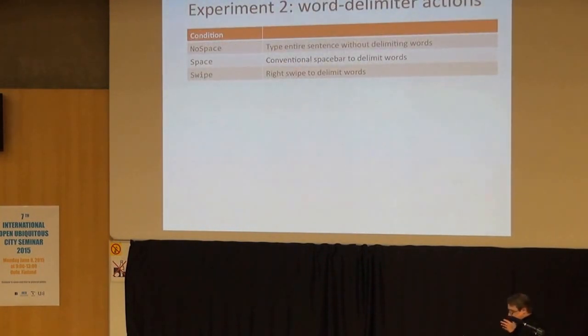The second thing we investigated is word delimiter actions. How do you actually space out words? Maybe you shouldn't let users press space at all. People should just type, go from letter to letter, just ignore spaces altogether. Or maybe people should be provided an opportunity to type space. Or maybe people should be able to use a novel action such as swiping to the right, which is a great signal for the decoder. Right? It's a very certain signal that the user intends to separate a word.